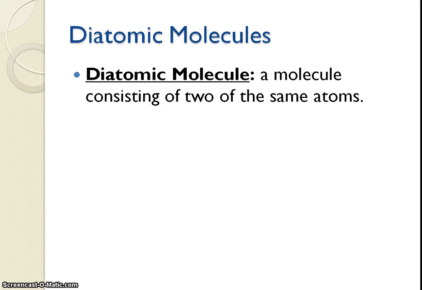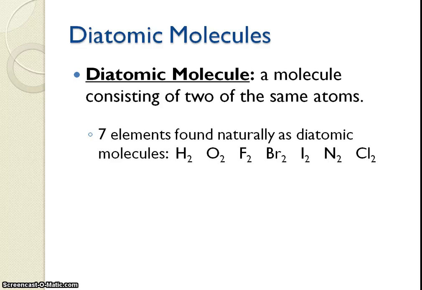A diatomic molecule sounds fancy, but you can just figure out what it is if you break apart the word. Di means 2, which you should probably figure out, and then atomic just means atoms. So it's a molecule that consists of 2 of the same type of atom. There's 7 elements on the periodic table that when they're in nature all by themselves, they're always more stable if they pair up together. These are the 7 elements that you'll need to memorize: hydrogen, oxygen, fluorine, bromine, iodine, nitrogen, and chlorine. Those 7 elements, if they're by themselves, it's more stable for them to stick to another partner.